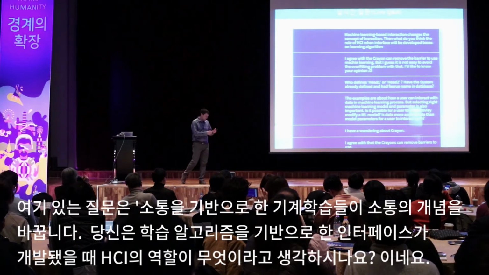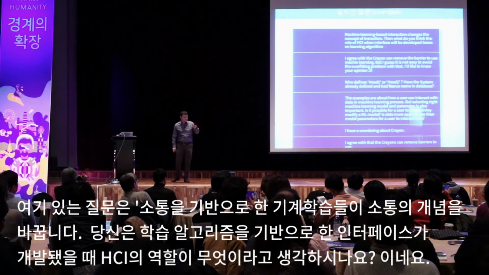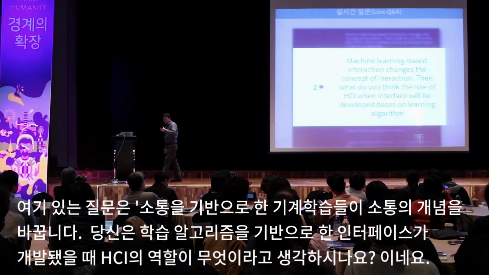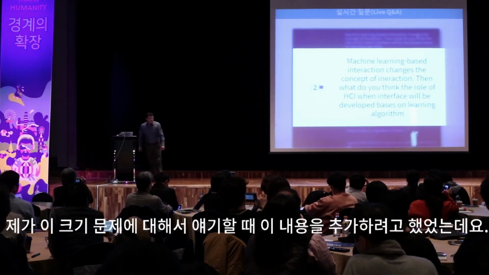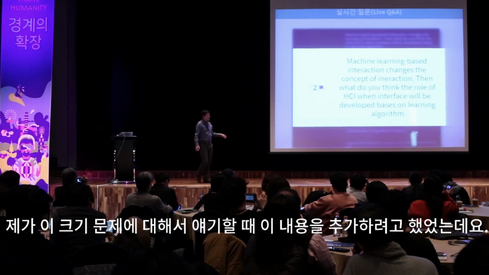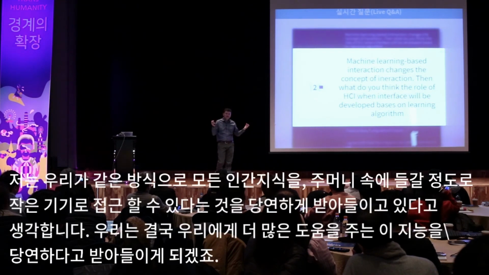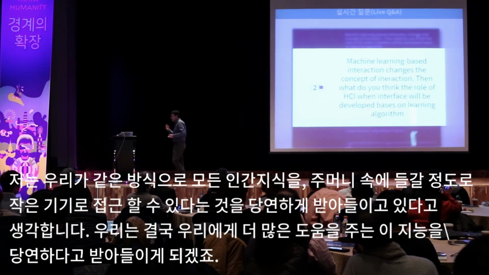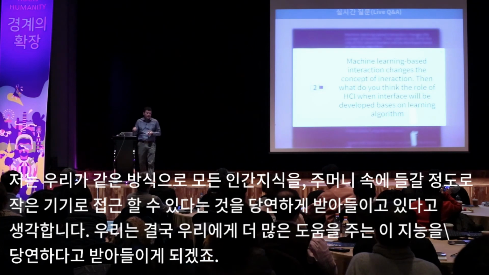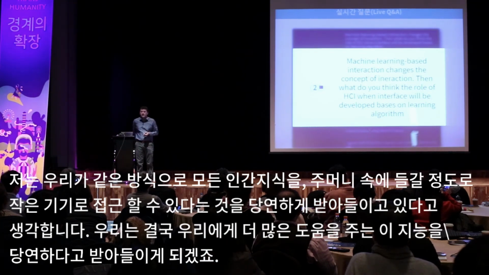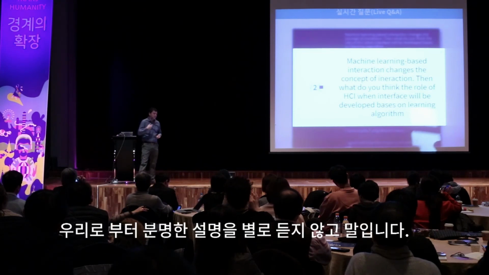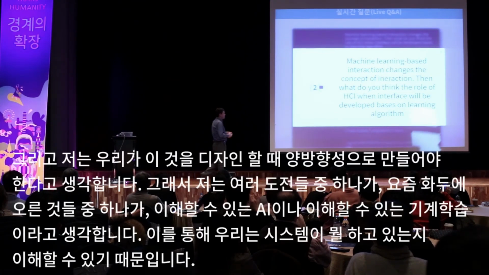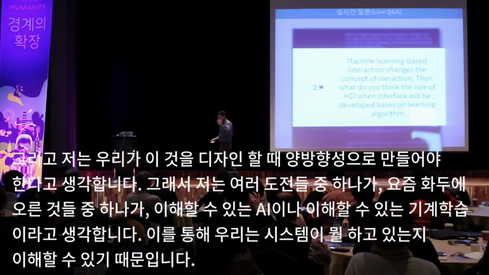So there's a question here of how machine learning-based interaction changes the concept of interaction. What do you think the role of HCI will be when the interface developed is based on these learning algorithms? And so I think I tried to get to that earlier when I talked about this scaling problem, right? In the same way that we now take for granted that we have a device with access to all of human knowledge in our pocket, we will eventually take for granted that these intelligences are doing more on our behalf and with less explicit instruction from us. And I think it has to be bidirectional as we design for this.